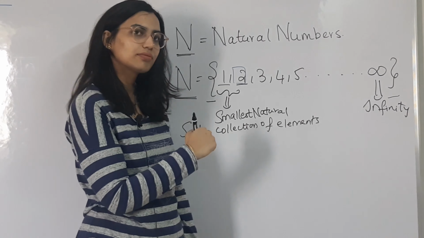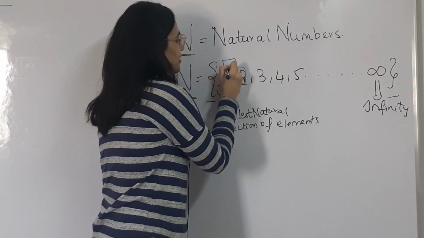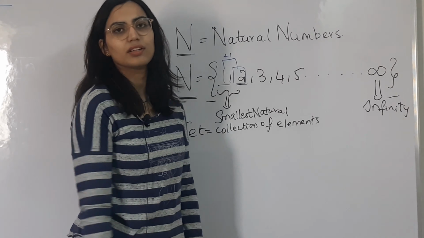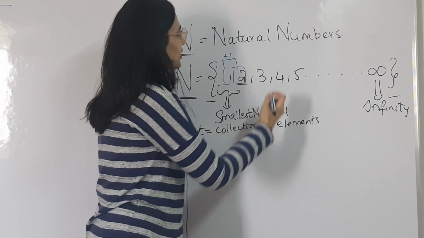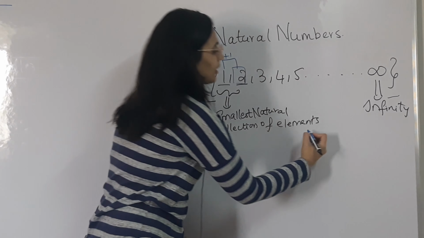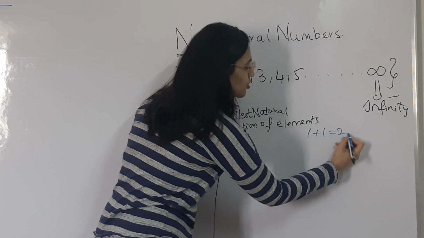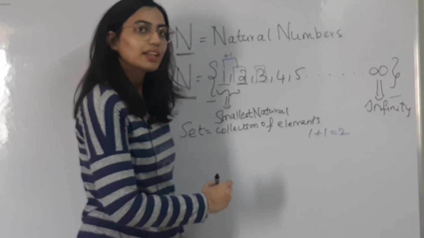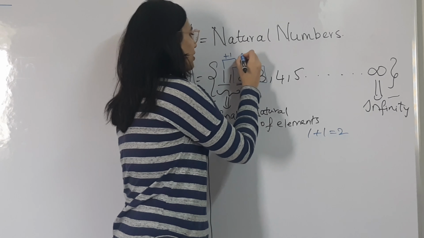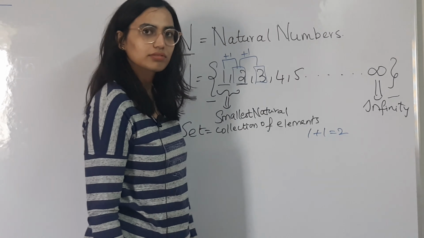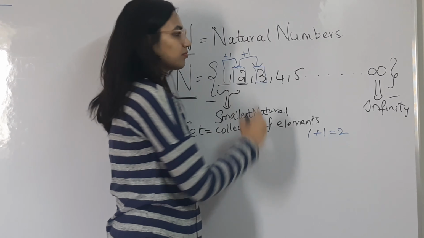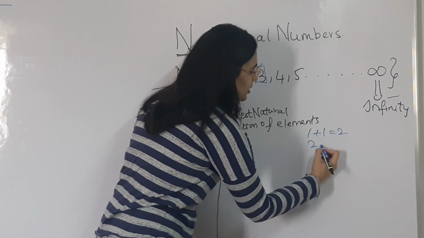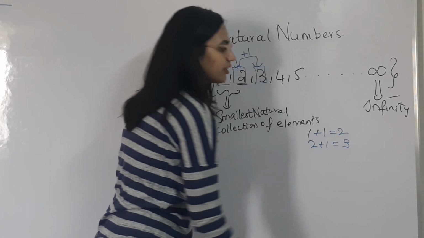How do you write 2? Can I write 2 as 1 plus 1? Right, see the trend here. 1 plus 1 is 2. Right? How do you write 3? Can I write 3 as 2 plus 1? Let's say brackets from here. Right? So 2 plus 1 is equal to 3.